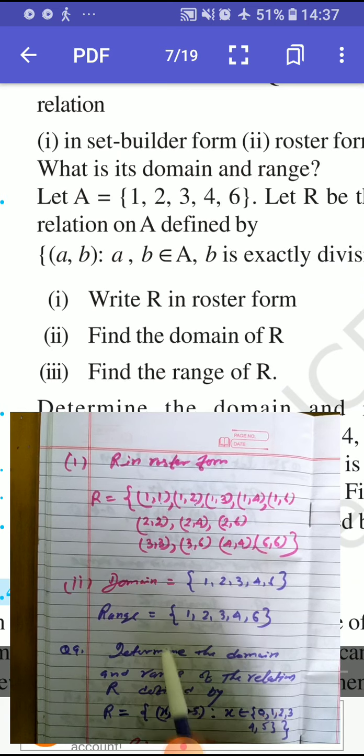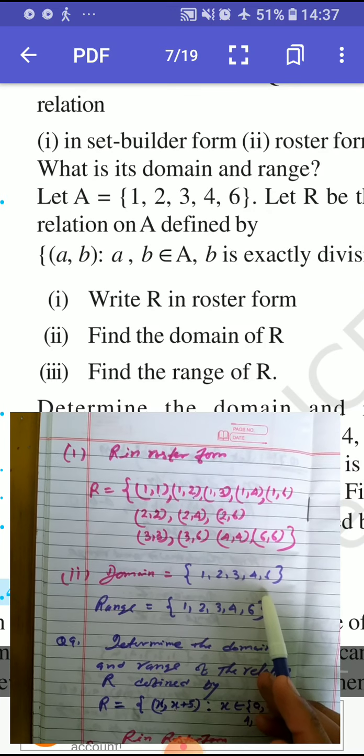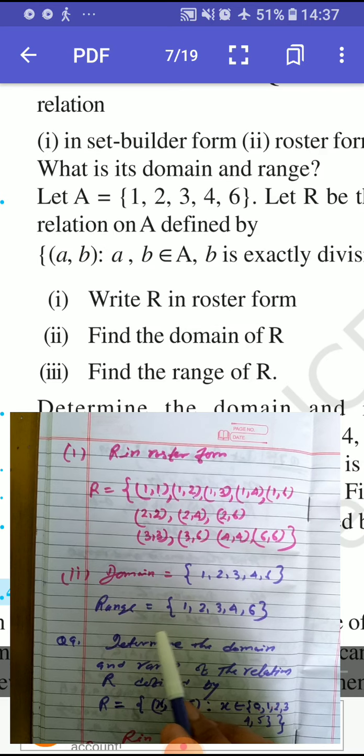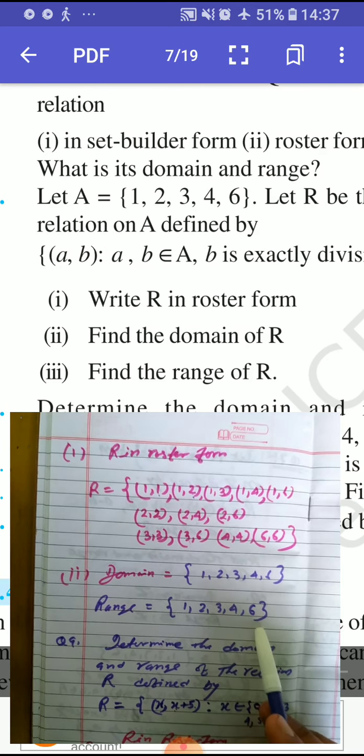Find the domain of R. Domain means 1, 2, 3, 4, 6 are called the domain. Range: 1, 2, 3, 4, 6.